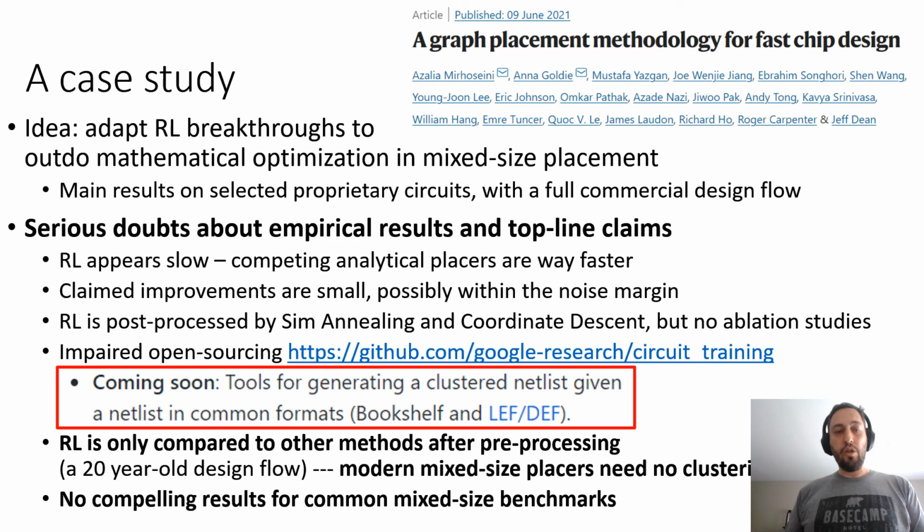As you see, machine learning platforms and EDA flows have a lot in common, both in how components are assembled into larger systems and in how scientific results should be evaluated.